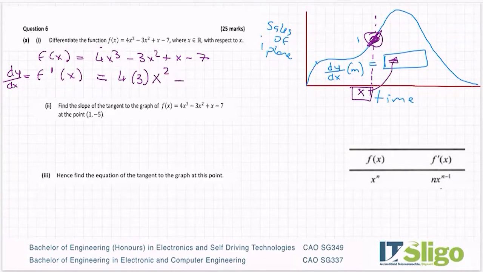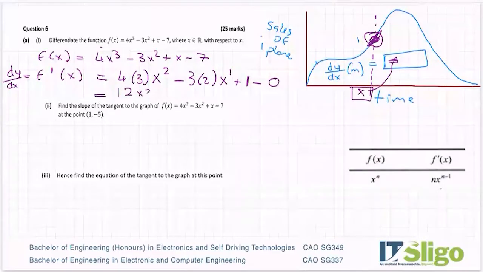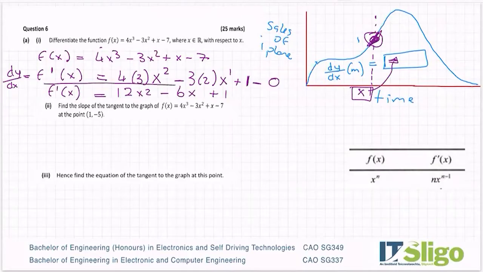Keep the minus there, keep the 3 there, take down the power, reduce the power by 1. X goes to 1, minus 7 goes to 0. Okay, let's tidy up. 4 3s, 12x squared, minus 3 2s, 6x plus 1. So f dash of x is equal to 12x squared minus 6x plus 1.